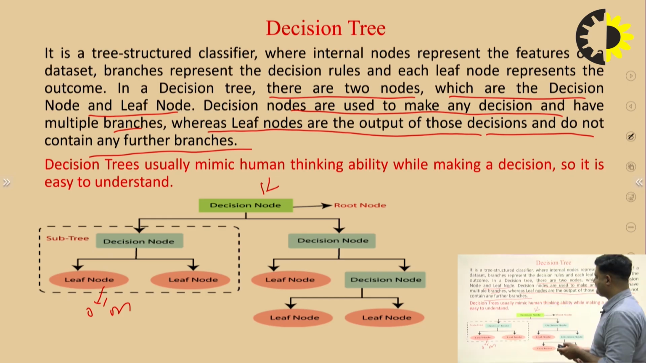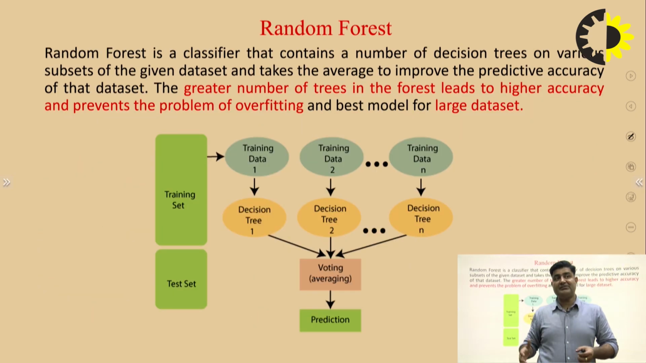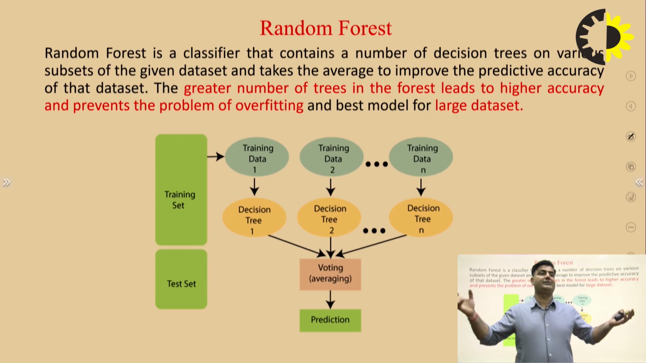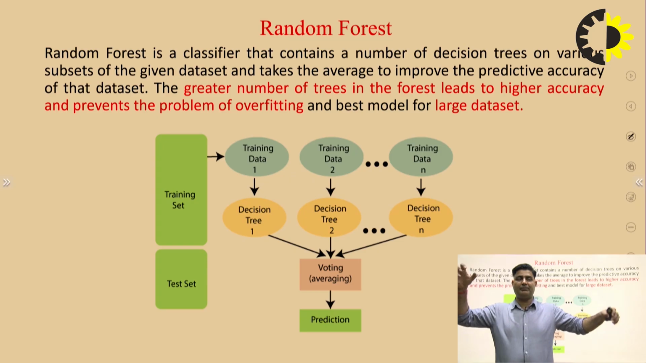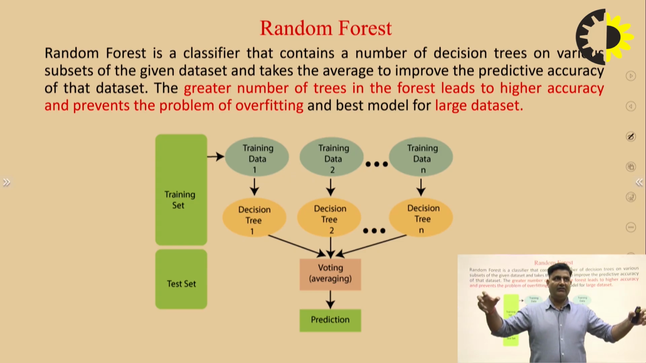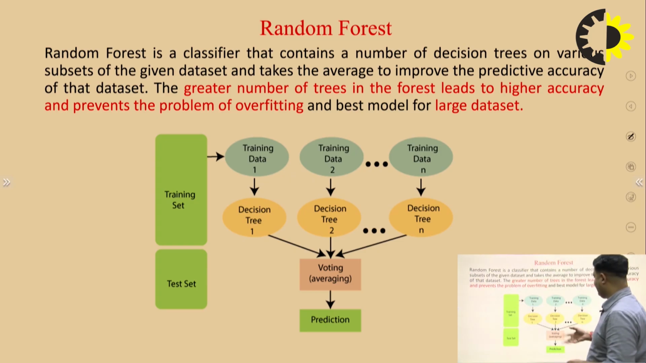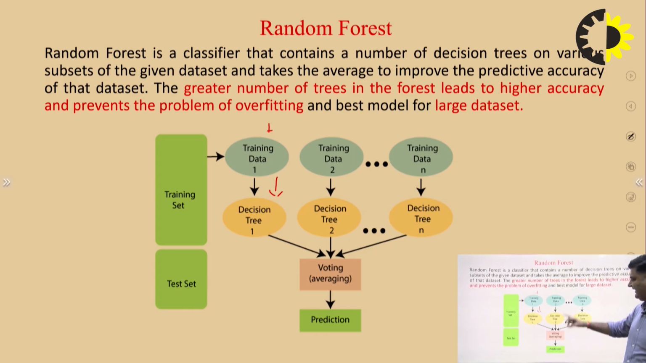Then the last one is the random forest. If the size of the data set is very large, sometimes we use the random forest there. A random forest is a classifier that consists of a number of decision trees. We divide the data set among a number of decision trees, and it is generally used for large data sets. As mentioned in the PPT, we have training data 1 with a decision tree, then training data 2 with another decision tree.